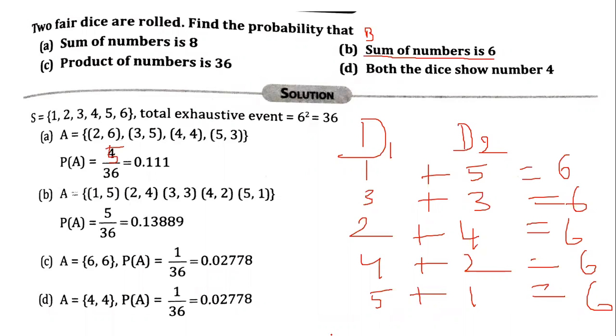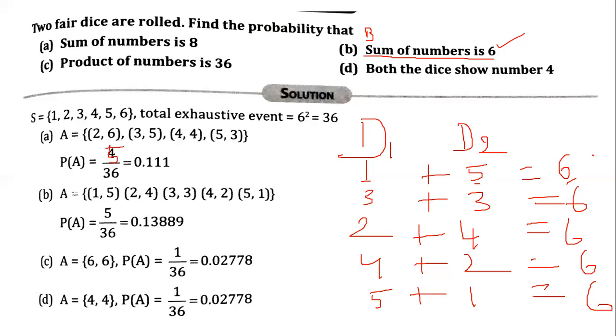Right? So when I roll 2 dice, where I add both the results of the dice, I should get the number 6. So if dice 1 is giving me 1 as the answer, and dice 2 is giving me 5 as the answer, then when I add both of them, I will get 6. Similarly, 3 plus 3, 2 plus 4, 4 plus 2, 5 plus 1.